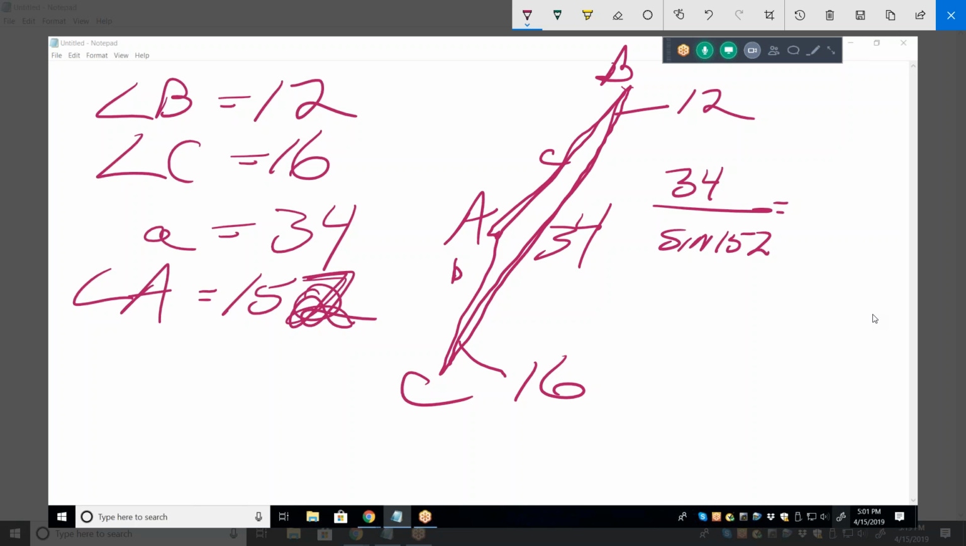But sometimes it can be a little tricky figuring out which side is opposite which angle. This is kind of a weird triangle here. It's not immediately visible as to which side is opposite angle B or C. So just draw those rays, connect it, whatever side you get, that's it. So what's the rest of this equation? Equals c over sine of 16.